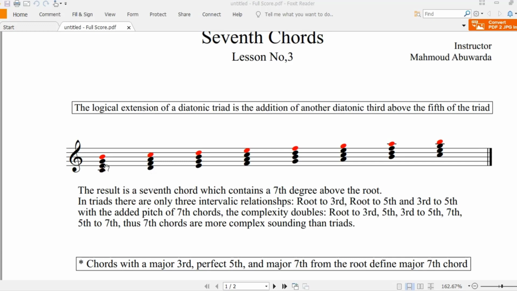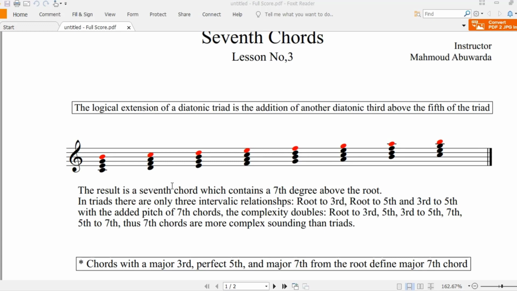So in triads, there are only three intervallic relationships: root to third, as you can see from C to E, root to fifth, as you can see from C to G, and third to fifth, as here from E to G. These are the relationships in a triad, okay?